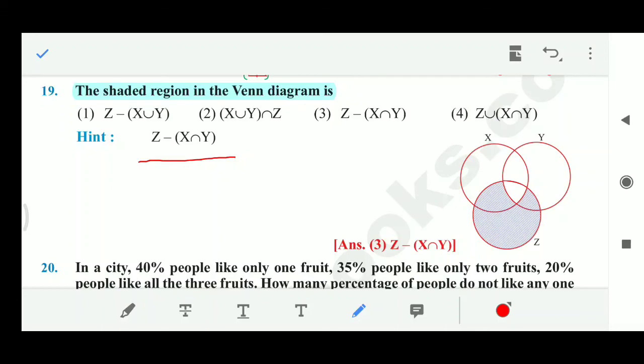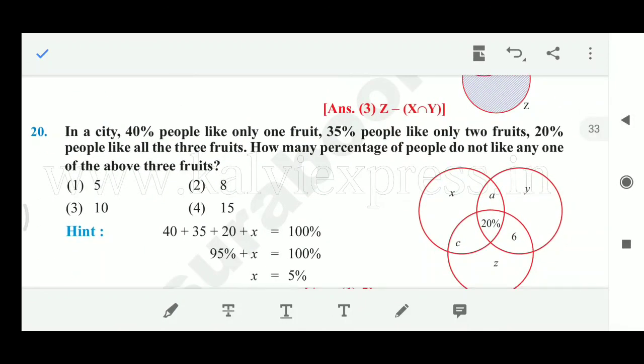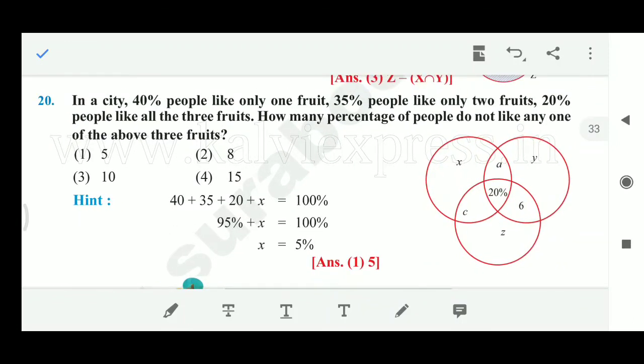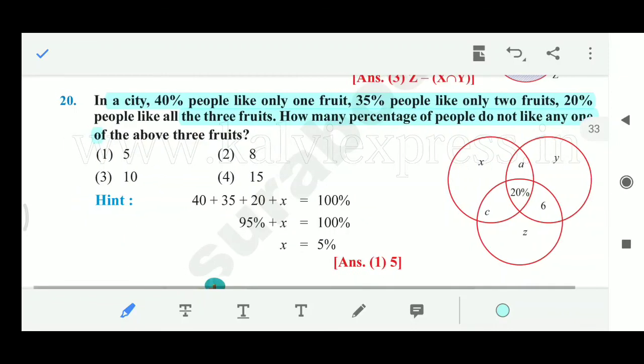Next, question number 20. In a city, 40% people like only one fruit, 35% people like only two fruits, 20% people like all the three fruits. How many percentage of people do not like any one of the above three fruits?